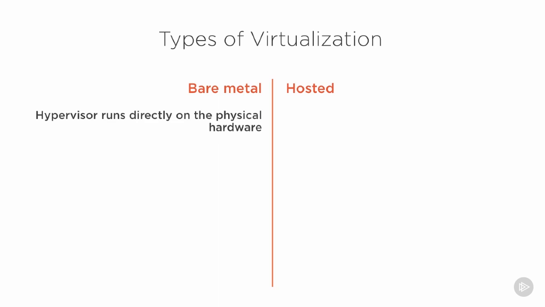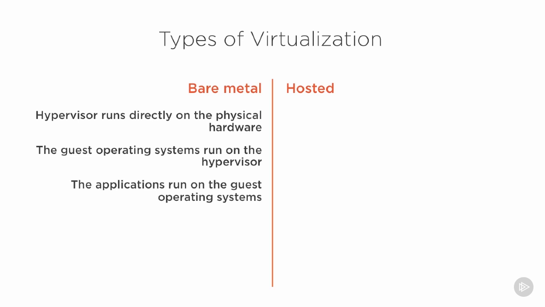There's what we call bare metal. This is where the hypervisor is running directly on and interfaces with the physical hardware itself. The guest operating systems then run on top of the hypervisor, and then the applications on top of the guest operating systems. This would be contrasted with a hosted virtualization implementation.